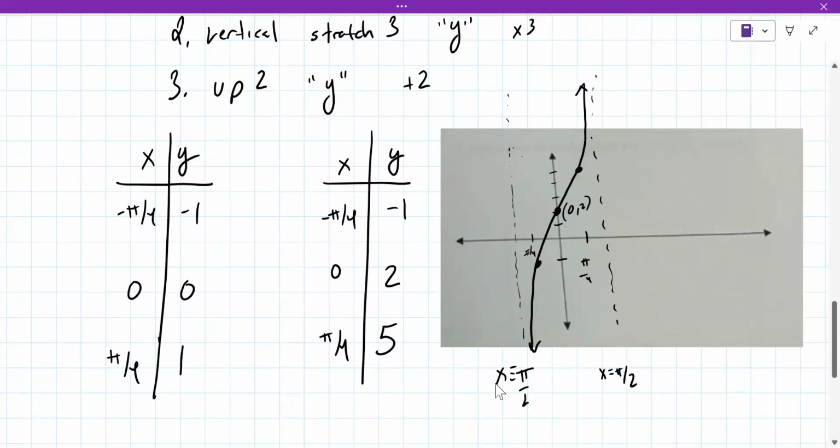The same thing over here. Let me clean this up a little. Oh, the asymptotes are the dotted lines. Yes. Okay.